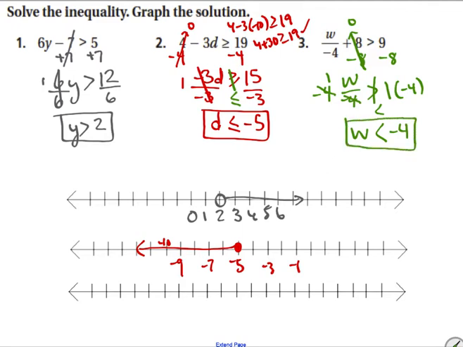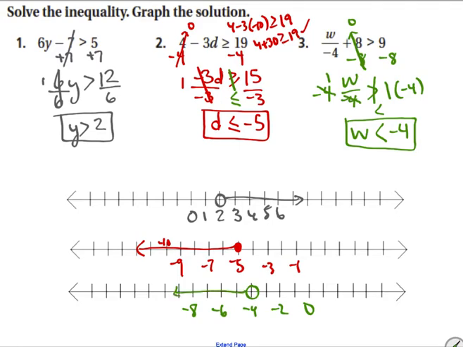Negative 4 needs to be on my number line. I'm going to just go up to 0, I guess, and maybe down to negative 8. And it's an open circle at negative 4. W is less, so we need to go towards the less than numbers.